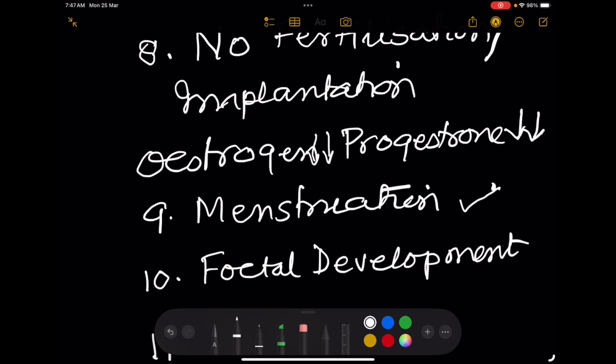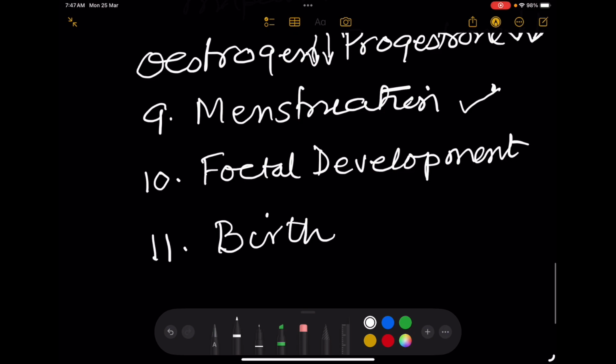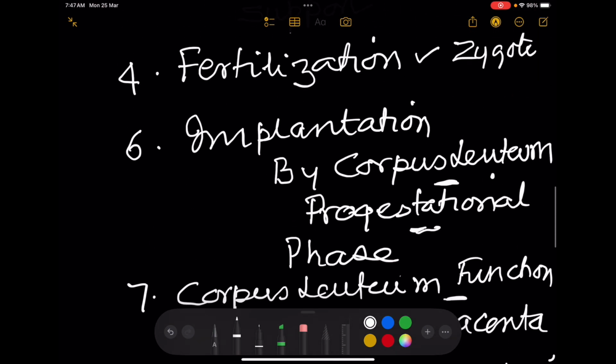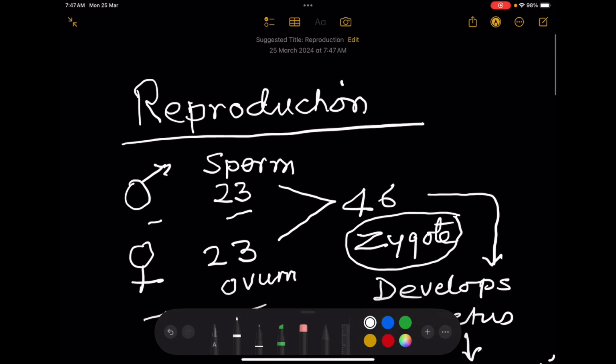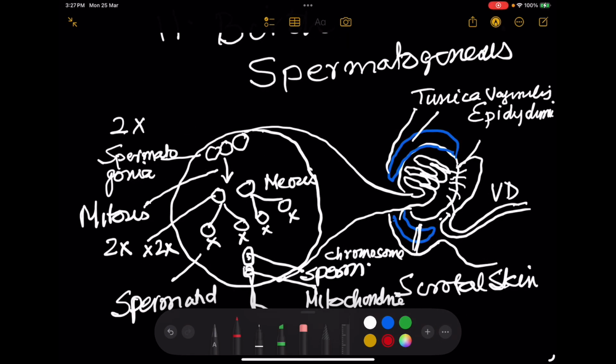So after implantation, we should study fetal development and birth, because this would give rise to a huge number of MCQs in your NEET exam. Let us start talking about spermatogenesis first. So this is a section of the testes. This is the section of the testes.